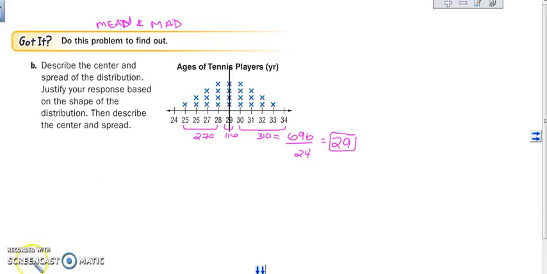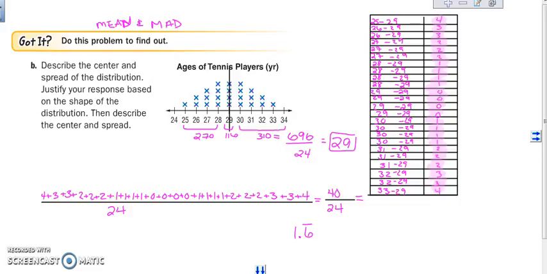So you remember that we go and subtract that from each of these numbers. So I'm actually going to pause the video here and actually go and do it, and then I'll press play. Okay, so you can see on my work here, we went and did all our subtraction, and then I added them up. I got 40 over 24, so my mean absolute deviation is 1.6 repeating.